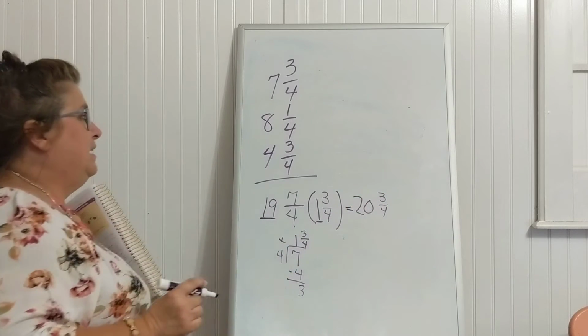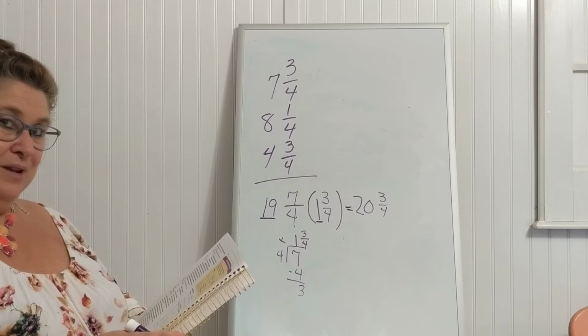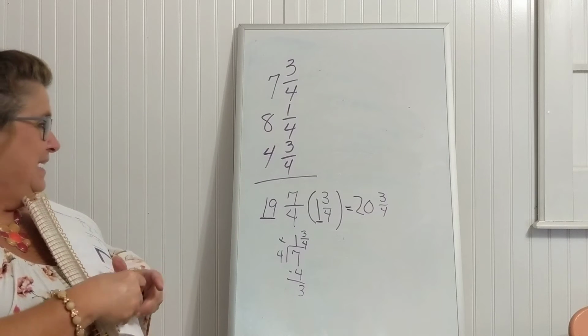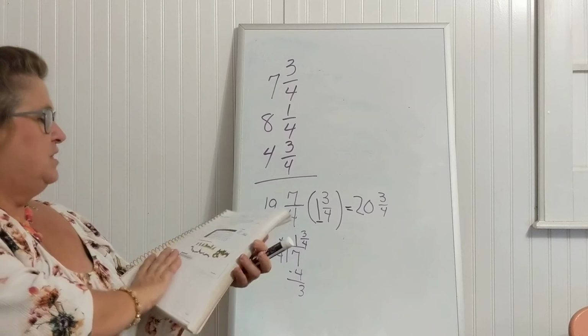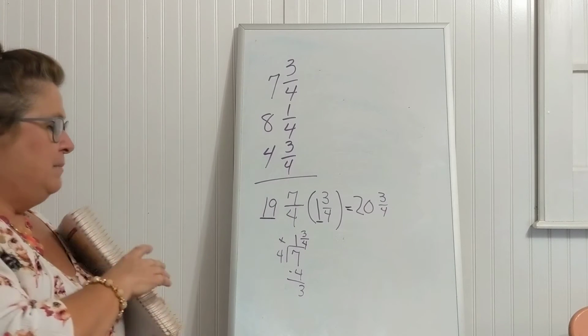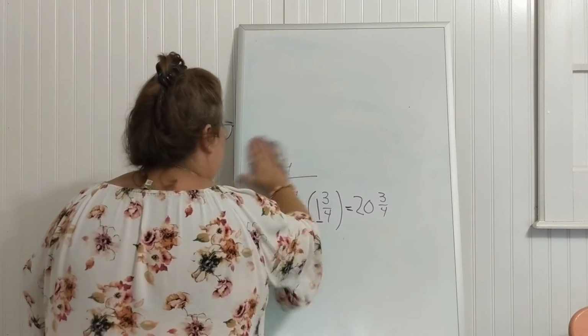3/4. So our answer is 20 3/4. So that's pretty cool, yes? I think so. You might have to have your thinkers on, but it is cool. So go ahead and get your math books out and open them to page 77 and 78. Put your name and date at the top, and you may pause the video while you do so.